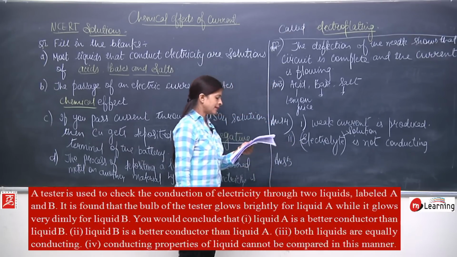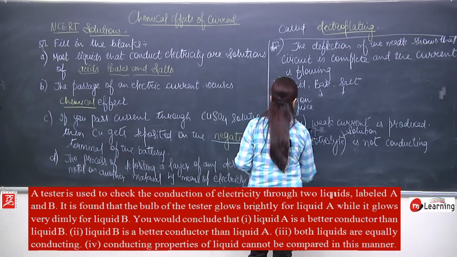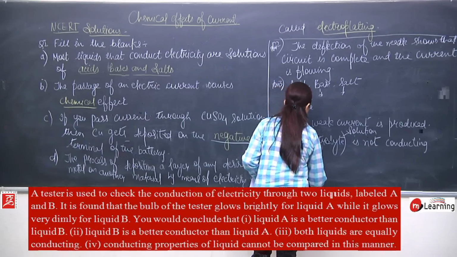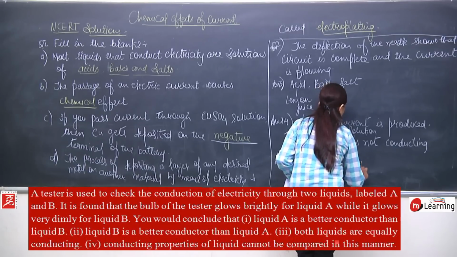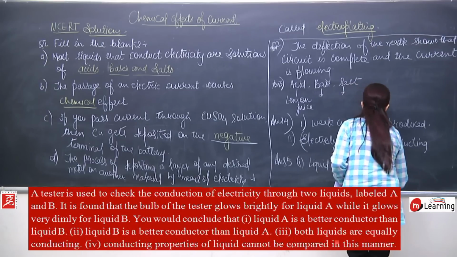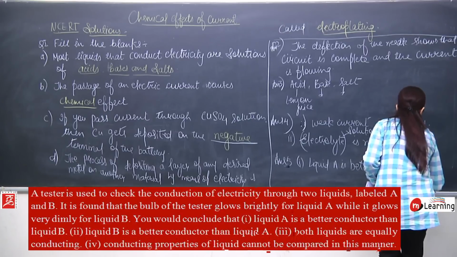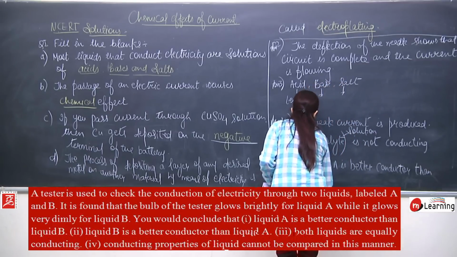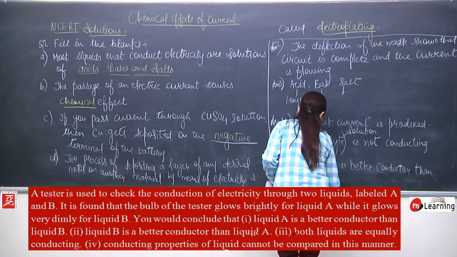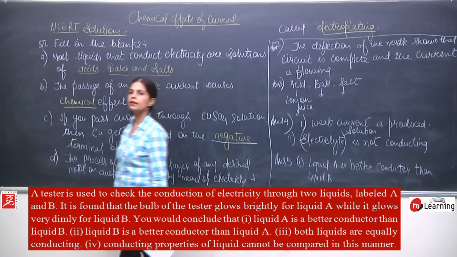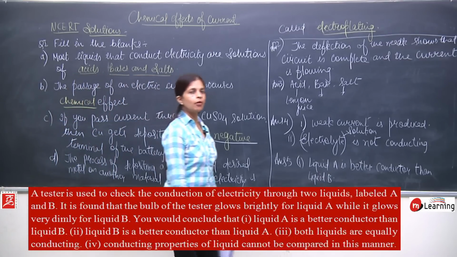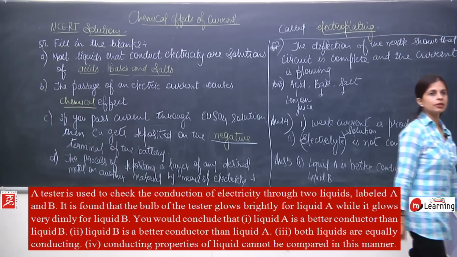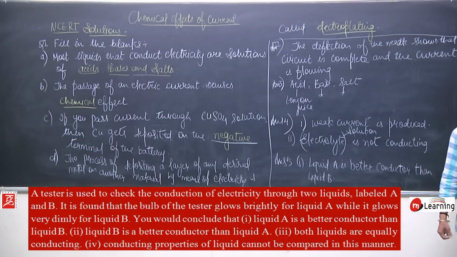And for answer number 5, the correct answer is the first one, where it is written liquid A is a better conductor than liquid B. Liquid A is a better conductor than liquid B. Now we will continue with more questions, but please note these points so that we can talk about the next questions.